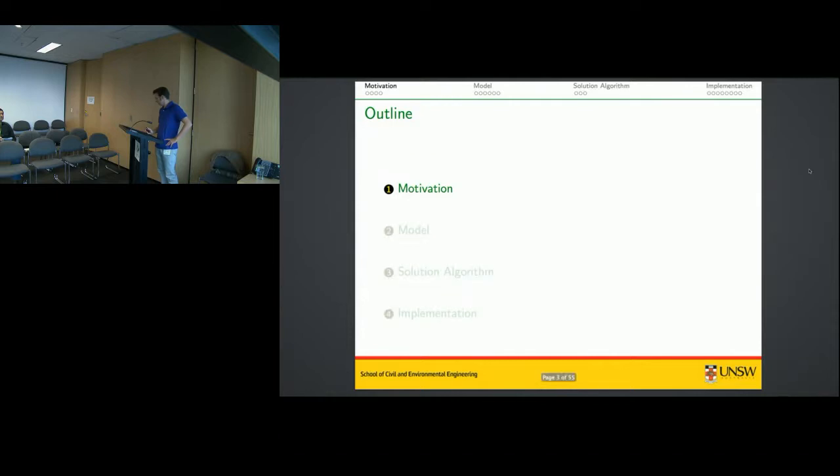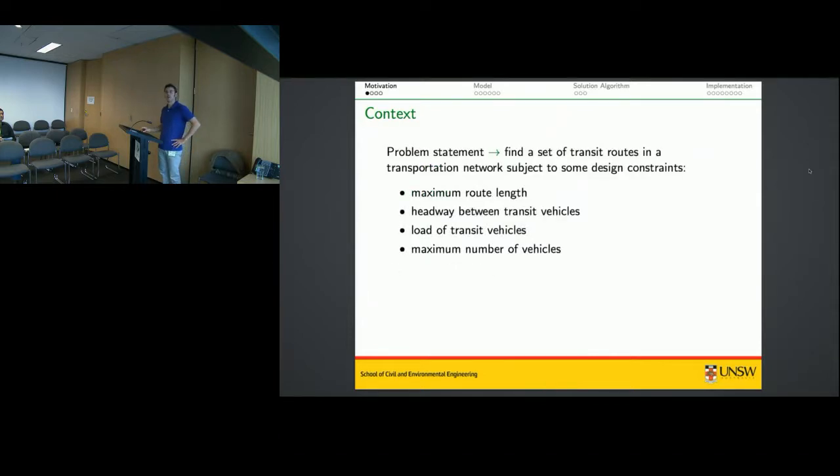So the motivation of this talk is that we are looking at a problem which is very common in cities when we want to add a new bus route. We want to see where it should stop. And ideally, we want to look at what's the frequency of the vehicles, what's the maximum route length, because if it's too long, then it's going to take long for a vehicle to go through. What's the headway, what's the load of the transit vehicle, so how many people they should carry, and how well will that service the demand, the network, so the people who need to travel. And you can also look at the maximum number of vehicles that you should use.